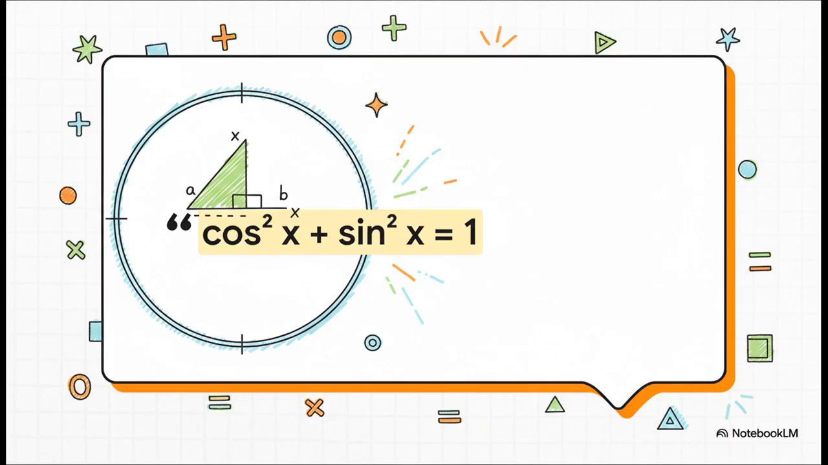Now, for any circle, the equation is x² plus y² equals the radius squared. Since our radius is 1, we get cos²x plus sin²x equals 1. It's really just the Pythagoras theorem applied to that little triangle inside the circle. This formula is your new best friend.